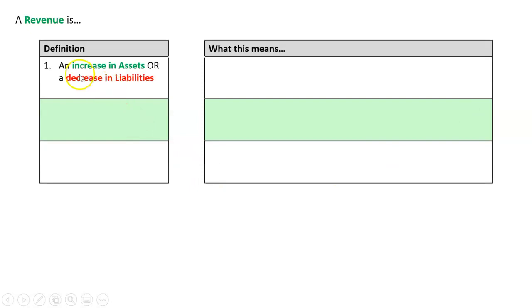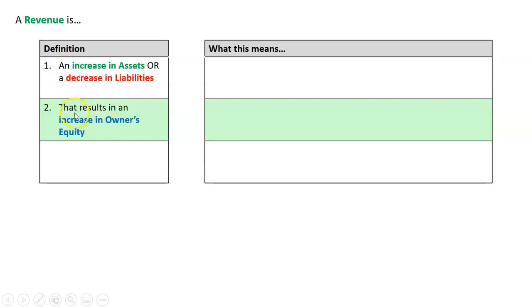So what is a revenue? Well, there's 3 parts of the definition. It is an increase in assets or a decrease in liabilities. So notice this says or, not and. That's going to be important as we go throughout the course. But yeah, either assets go up or liabilities go down.